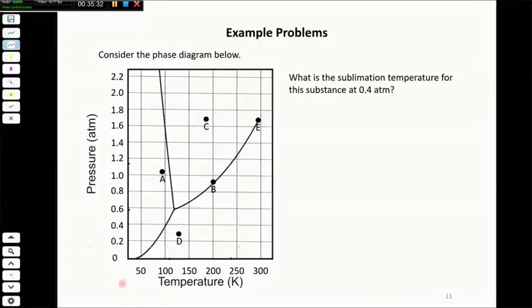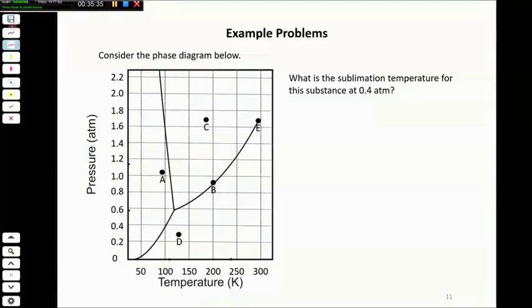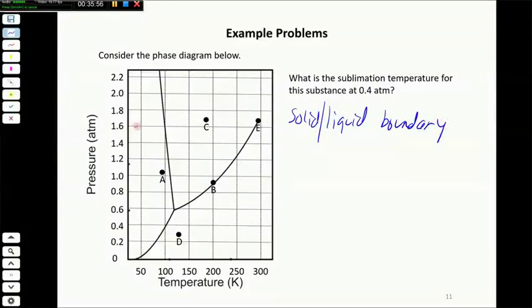Continuing to see more and more examples of all the different things we can read from phase diagrams. So we want to know, what is the sublimation temperature for this substance at 0.4 atmospheres? So in this case, we're looking for the solid-liquid boundary. That's going to tell us where sublimation is occurring. Sorry, solid-gas, geez. So we're looking for the boundary between the solid and the gas portions of the diagram. So that's this line here at the very bottom. And we go to 0.4 atmospheres, which is the pressure we're interested in.